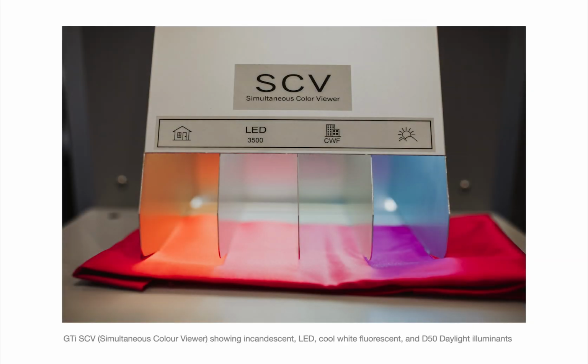In this example, the red cloth appears to be a very different color when it is illuminated by incandescent, LED, cool white fluorescent, and daylight light sources. For this reason, if we want to be able to reliably communicate color between different systems, we also need to standardize the illuminant or the light source used for assessment of color.